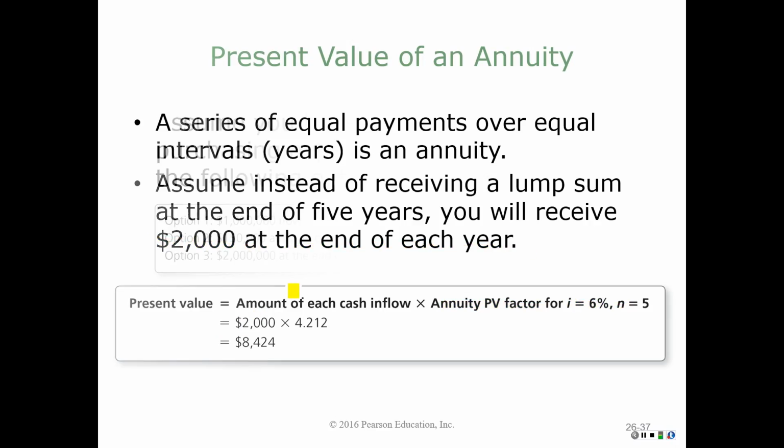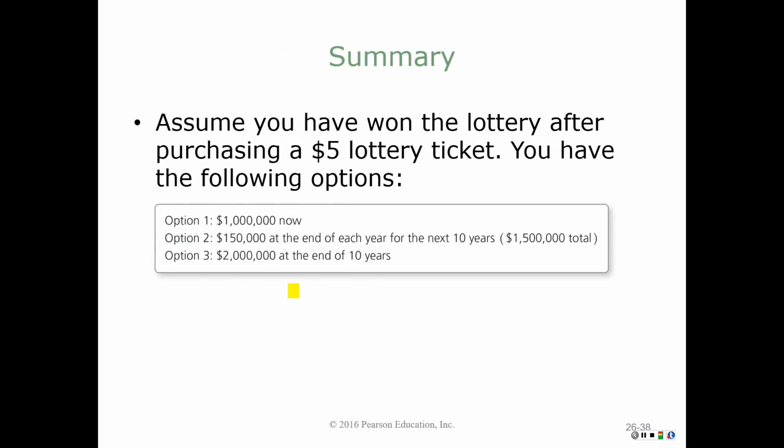$8,424. So if we put this into a real life situation, we've just seen one of the largest Powerball lottery winnings probably in history. If you're familiar with how the lottery operates, you can receive a lump sum payment, or you can receive an annuity, a series of payments over time. So our text says, let's take a look at this.